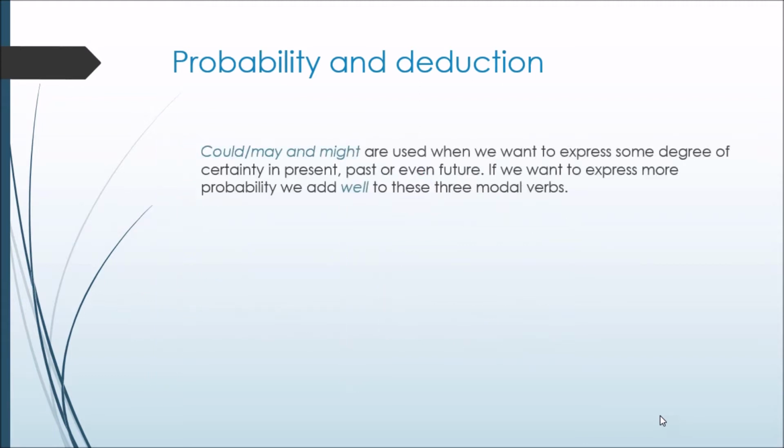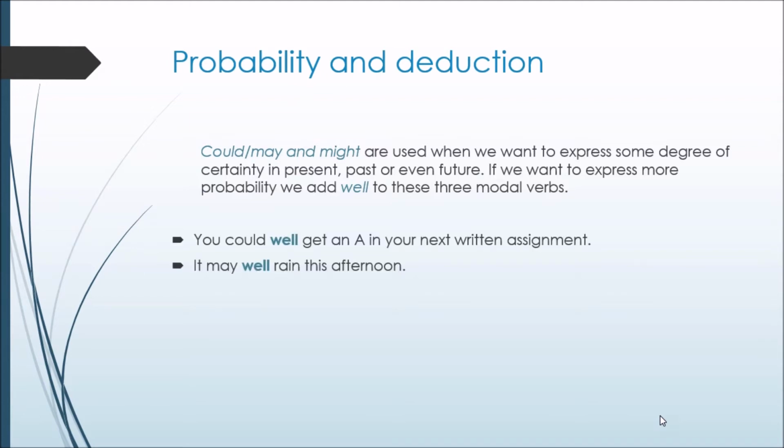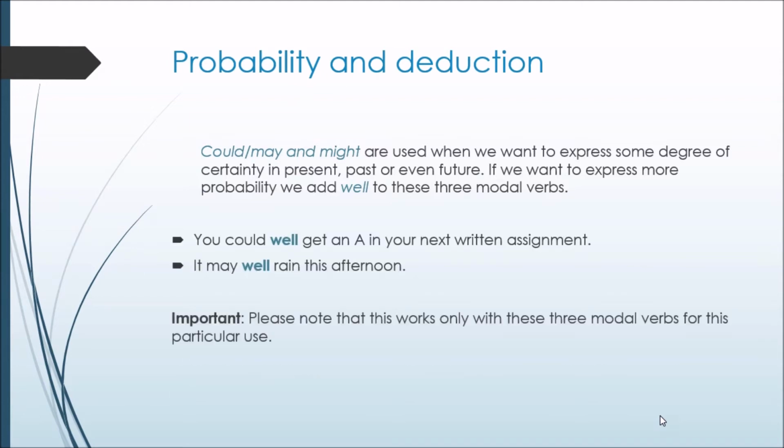So moving on, as I said, could, may, and might, they are used to express some sort of certainty in present, past, or even future, depending on the structure. And they are probable to some extent, but when we add the word well to these words, they become very, very likely. Importantly, please remember that we use well with only those three. You can't say must well or can't well. No, it's just could, may, or might.